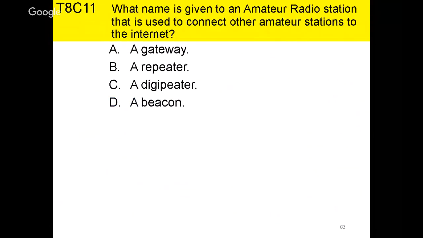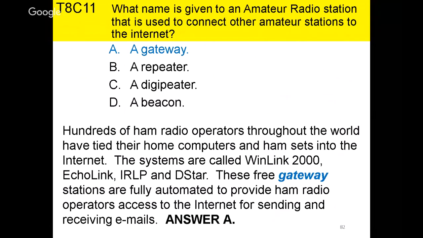What name is given to an amateur radio station that is used to connect other amateur stations to the internet? We talked about this Internet Radio Linking Project, the wide area network and all that, where we have a lot of radios and repeaters tied together to cover a much broader and wider area. But generally speaking, the station that's used to connect other stations to the internet is called a gateway.